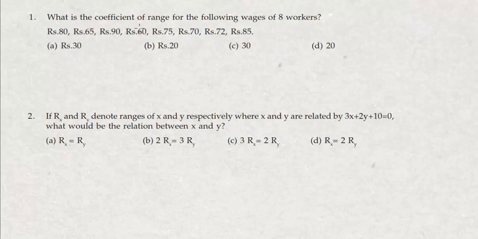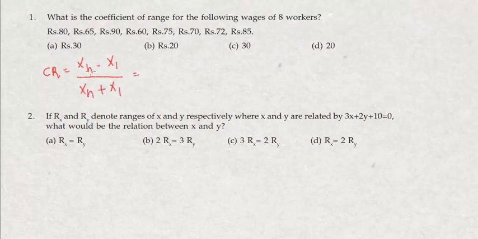What is the coefficient of range for the following wages of 8 workers? Rupees 80, 65, 90, 60, 75, 70, 72 and 85. We know the formula to find out the coefficient of range. Coefficient of range is equal to XH minus XL divided by XH plus XL.